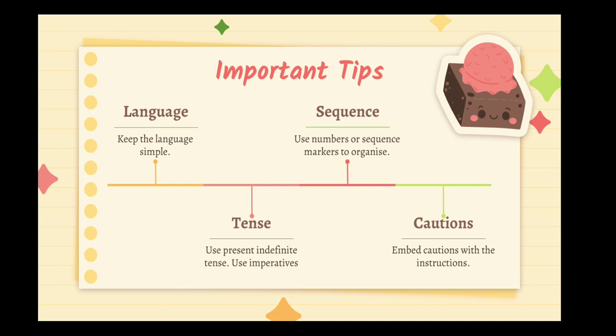Important tips. Language. Keep the language simple so that your readers understand what you're saying. The tense that you will be using in the recipe would be present indefinite tense. You will use imperatives. Sequence. Use numbers or sequence markers to organize. Sequence markers are first, next, then, later. Cautions. Embed cautions with the instructions.